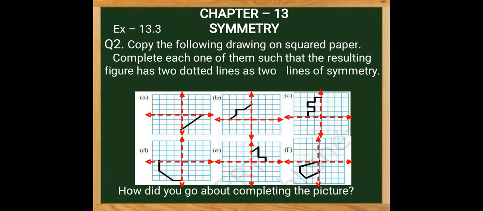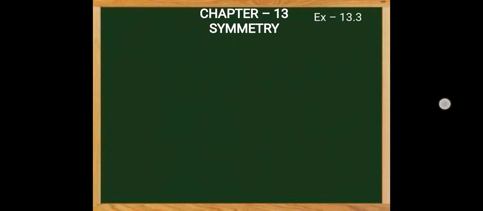And how did you go about completing the picture? Naturally by drawing your dotted line, you will be using it as the guideline, and then you'll trace them out. And this is how I have done a question for you. You check out the solution, students. Solution number 2 goes like this.